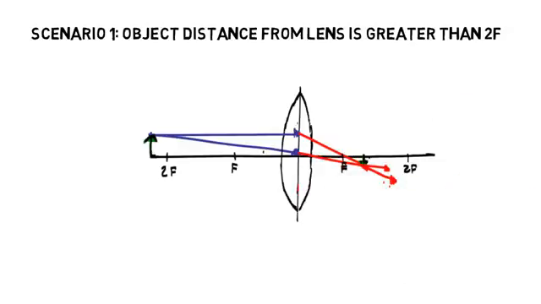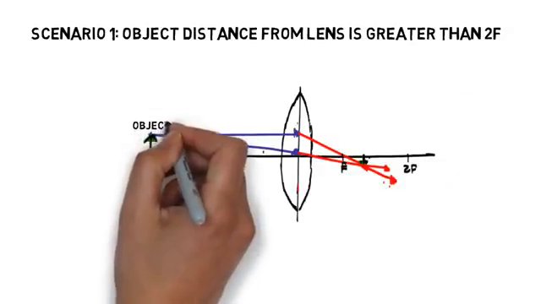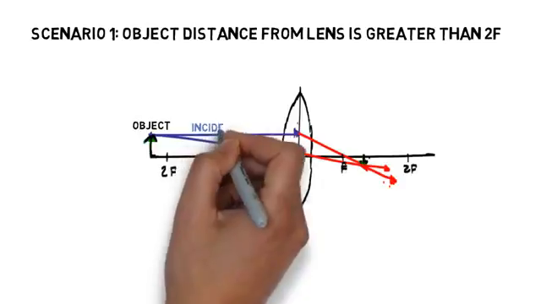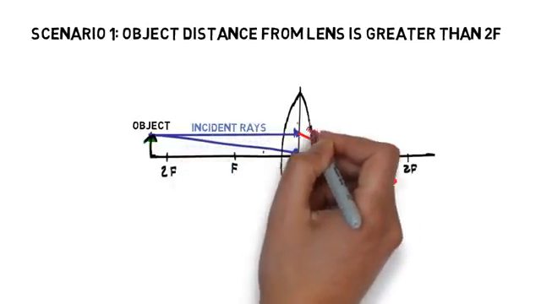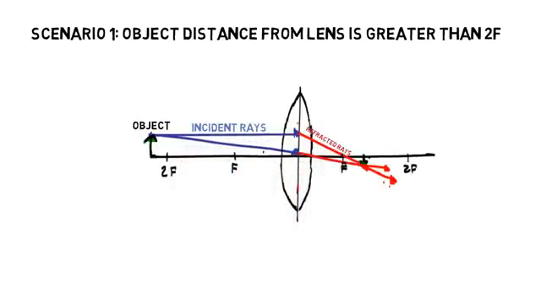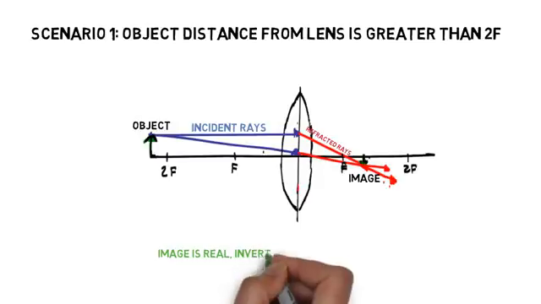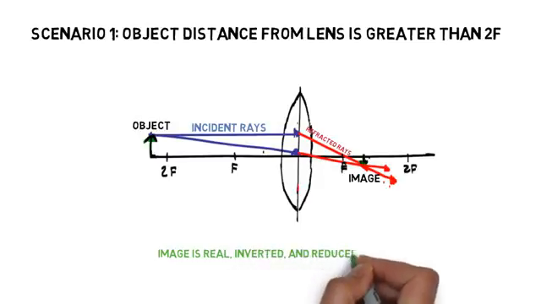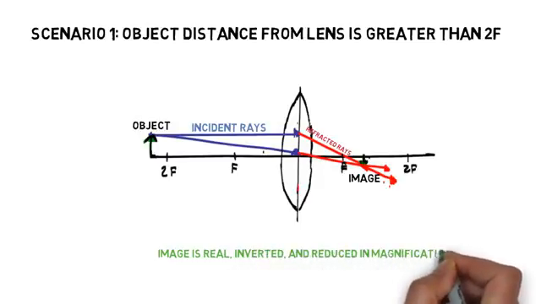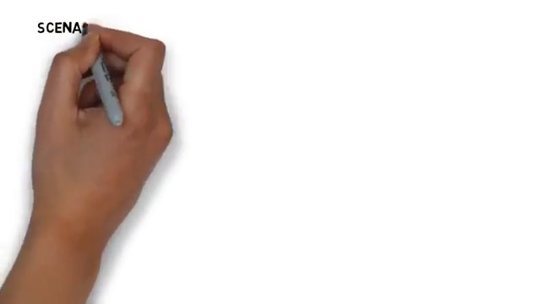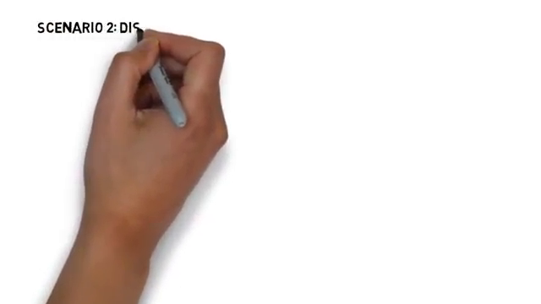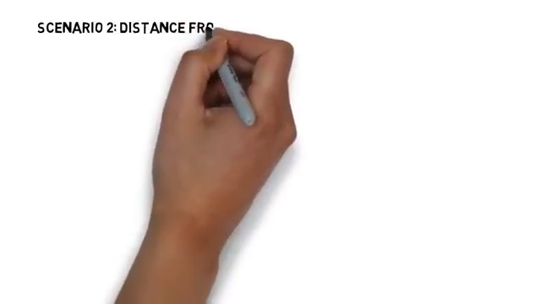Here is a diagram depicting this scenario, with the object, incident rays, refracted rays, and image all labeled. When the object distance from the lens is greater than 2f, the image is real, inverted, and reduced in magnification. Now let's move on to our second scenario, where the object distance is between 2f and f.